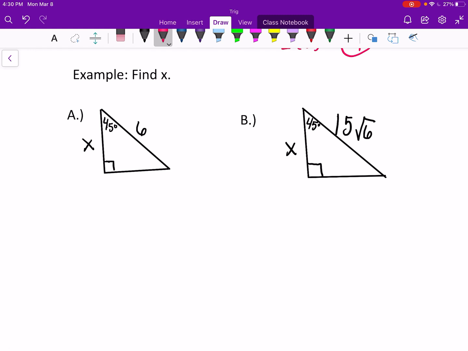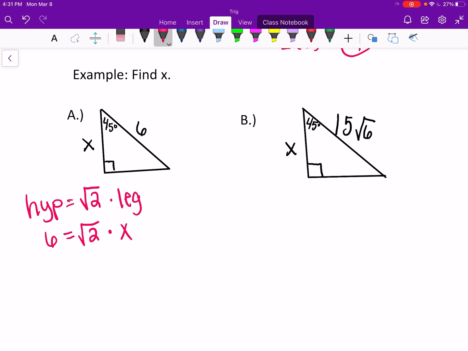Now we are going to practice finding the length of a leg. So in examples A and B, we are given the hypotenuse and we want to find x, which is one of our legs. We're going to use the same formula. So our hypotenuse is equal to the square root of 2 times the length of a leg. Our hypotenuse in example A is 6. So I'm just going to substitute a 6 in for the hypotenuse. 6 equals square root of 2 times x, since x is our leg.